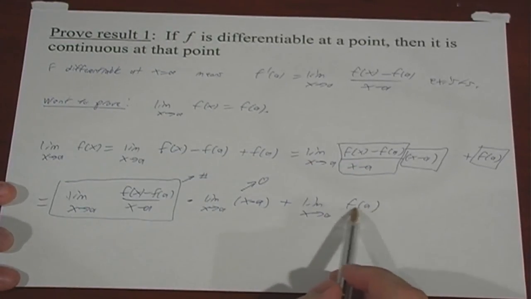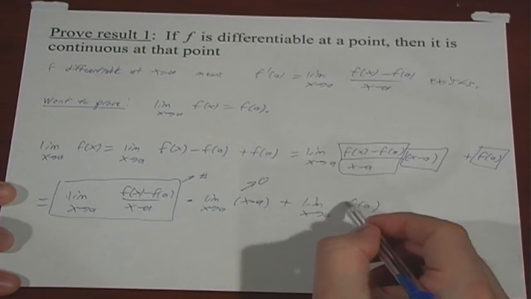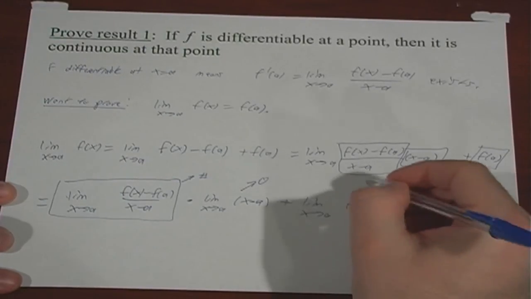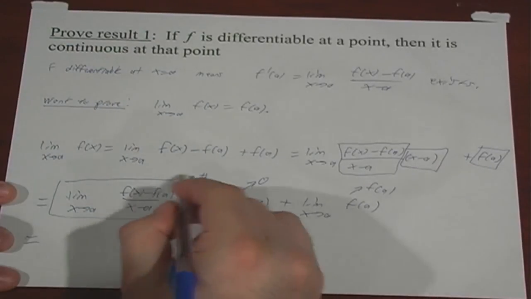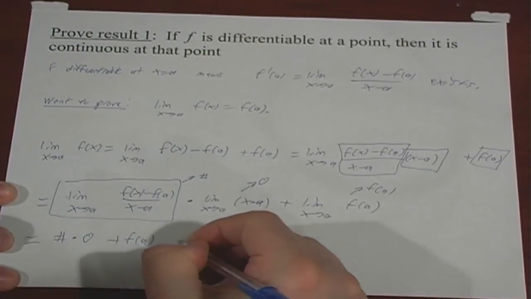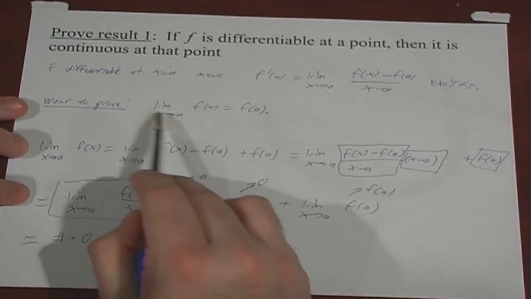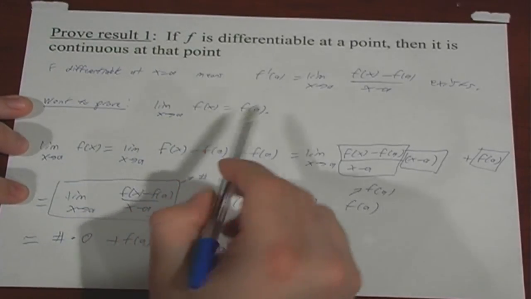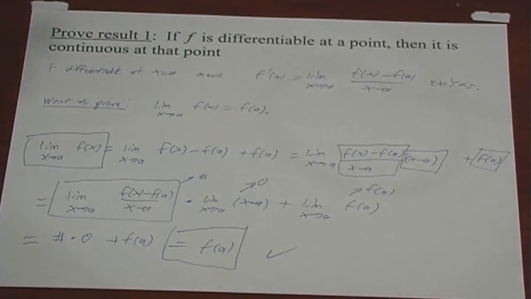Now what's the limit as x goes to a of f of a? Again, don't get confused. There's no x here. So a is a number. You plug it into the function, you get a number. So the limit of a number is itself. So this limit is f of a. So what is the limit? It's this number, whatever it is, times 0 plus f of a. The answer is f of a. And that's exactly what I wanted to prove. I wanted to prove that the limit as x goes to a of f of x is f of a. And I just proved that this limit is equal to f of a. And that proves that the function is continuous at that point.